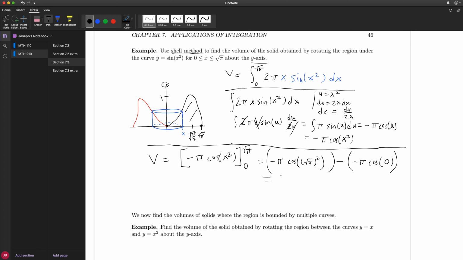And here we get minus pi cos pi plus pi times, and remember cos of 0 is 1. Cos pi, think about it really quickly. It's negative 1. So we get negative pi times negative 1 is positive pi, plus 1 more is 2 pi.